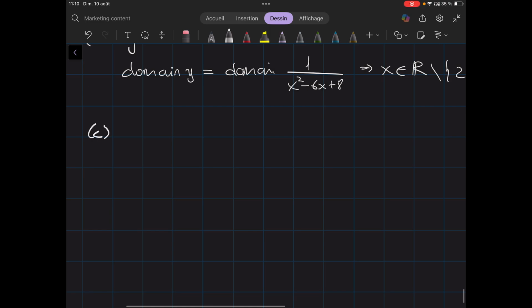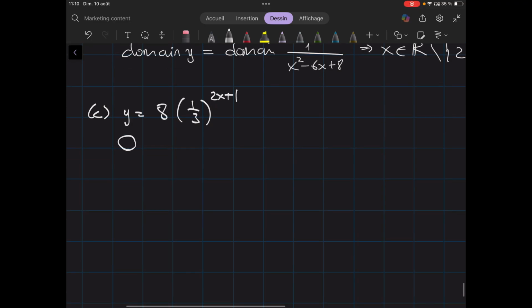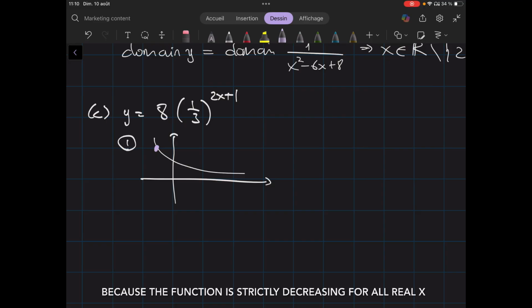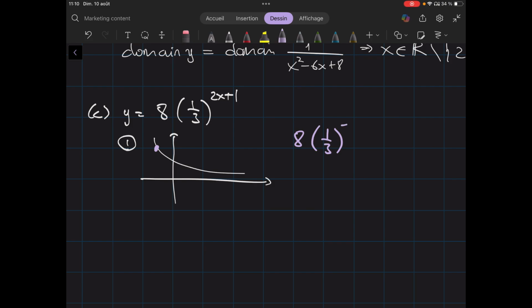Part C, find the maximum value of this function. Question 1, is this function increasing or decreasing? Look at the base. The base here is 1 by 3. So we know the function is decreasing. That means that the maximum value will be obtained at the smallest x value. In other words, 8 times 1 by 3 to the negative 2 plus 1, or 24.